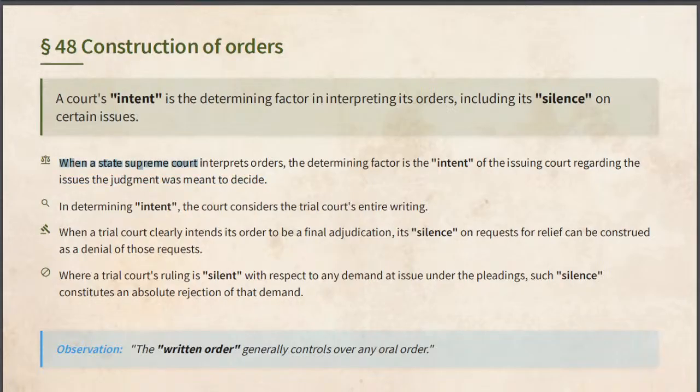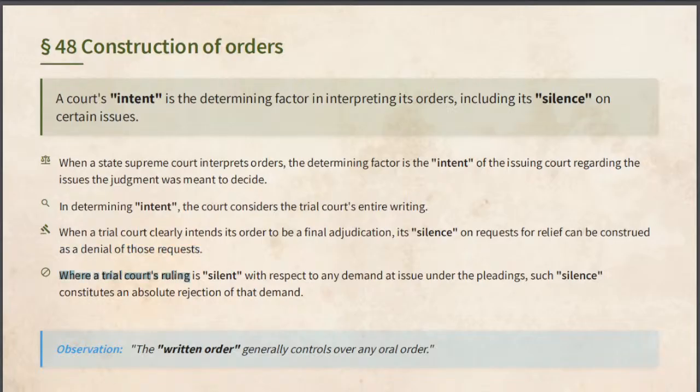So when the state Supreme Court interprets orders, the determining factor is the intent of the issuing court regarding the issues the judgment was meant to decide. So the determining factor is intent in interpreting orders. In determining intent, the court considers the trial court's entire writing. When a trial court clearly intends its order to be a final adjudication, its silence on requests for relief can be construed as a denial of those requests.